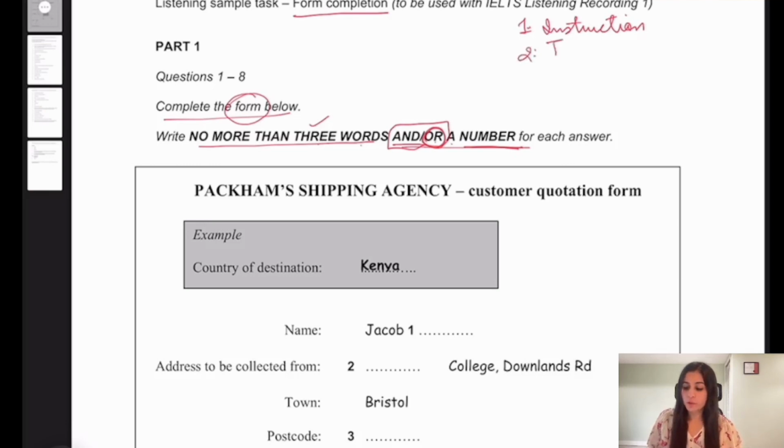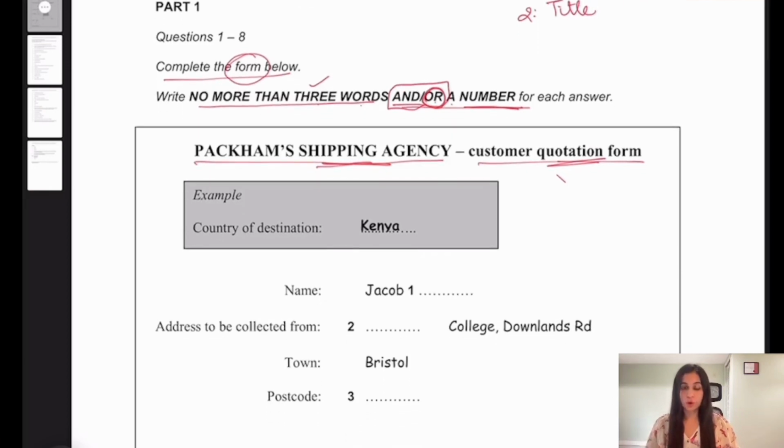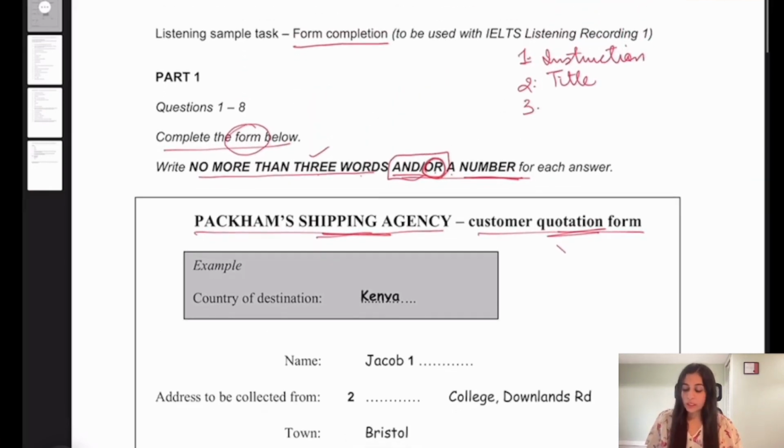Number 2 is we have to read the title so that we have some idea of what this form is going to be about. So it is Packham's Shipping Agency Customer Quotation Form. So it is about some shipping agency and they are sending the customer the quotation form. Number 3 is we have to go through the questions and underline the keywords, and then ultimately think about the synonyms or paraphrased version.